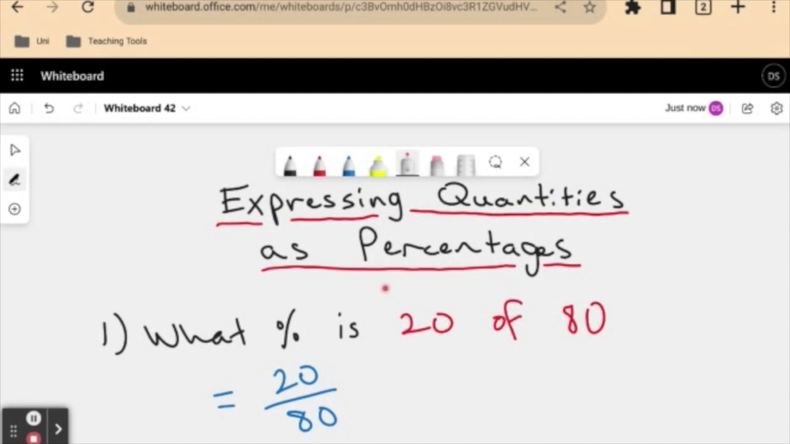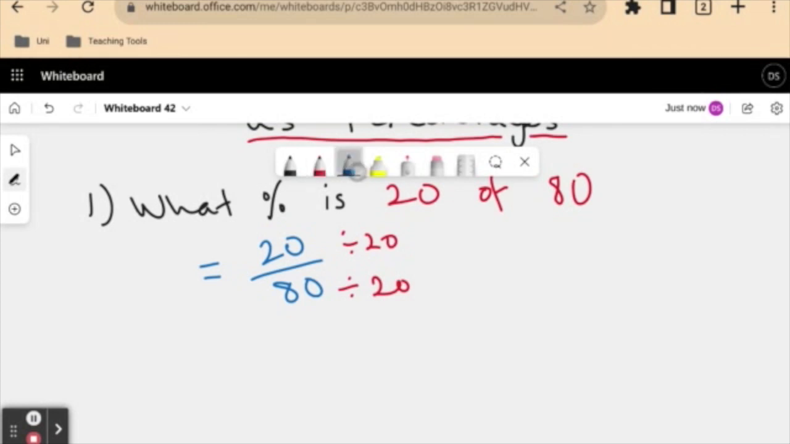Now we just want to show that as a percentage. Now what do we need? We need this denominator to be 100. So I'm first of all just going to get this fraction in the simplest form. Now 20 goes into 80 four times. So writing this as an equivalent fraction, I can divide numerator and denominator by 20. And that will give me 1/4.